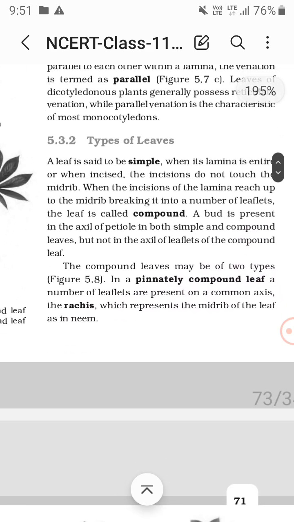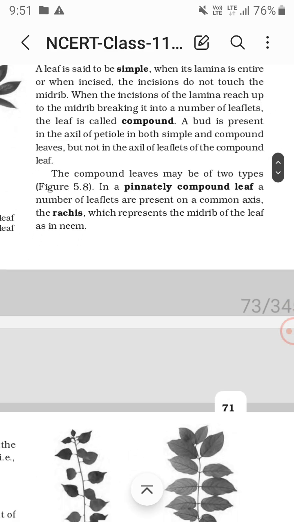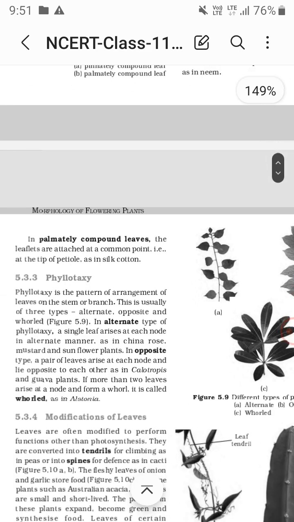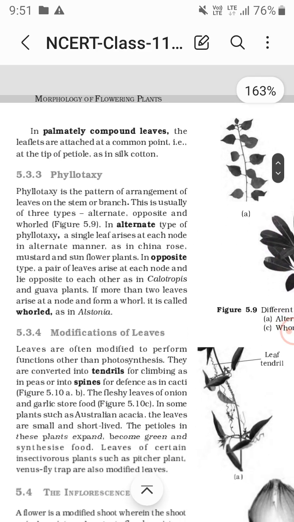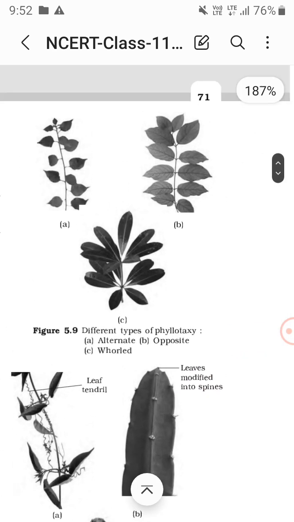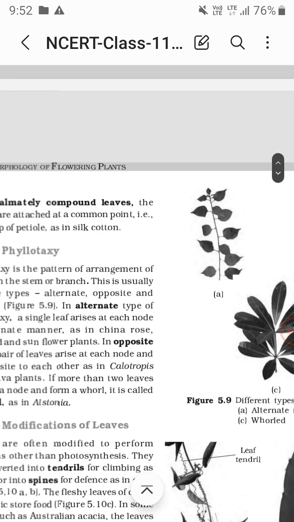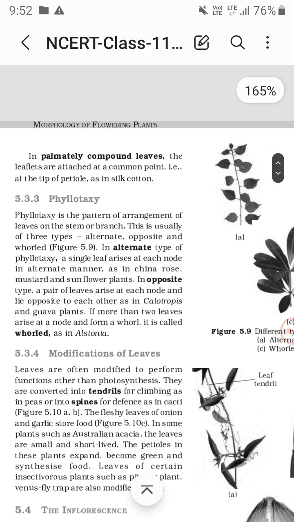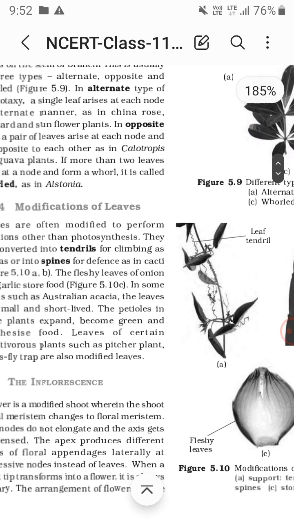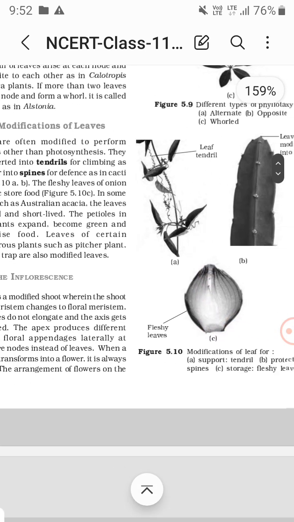There are types of leaves, that is simple and compound. In compound, pinnately and palmately, it includes the rachis, which is the midrib. Then phyllotaxy: alternate, opposite, whorled. You see in the diagram types of phyllotaxy: alternate, opposite, whorled. It is the arrangement of leaves. See alternate, opposite and whorled. You see now the modification of leaves is out of syllabus.